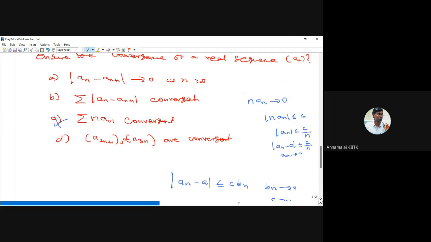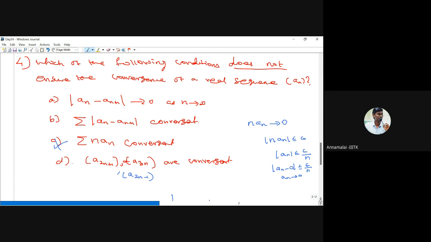Now, similarly, take the last case. And actually, I am missing one more sequence here, so a2n minus 1. So all the even terms, odd terms, and then multiples of 3 are convergent subsequences. The original sequence is convergent. Therefore, the last also is not the answer.